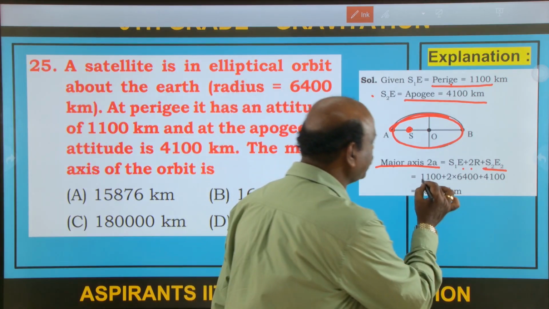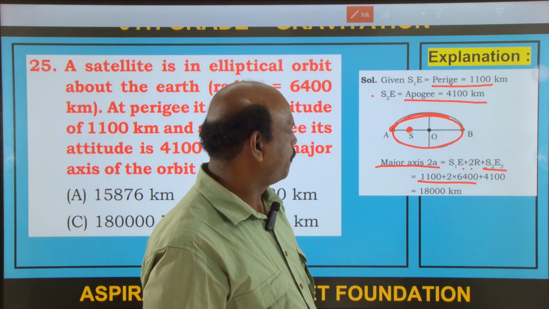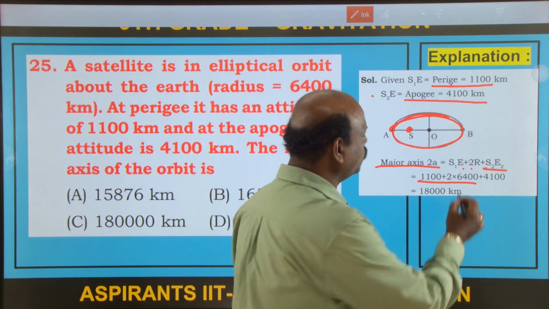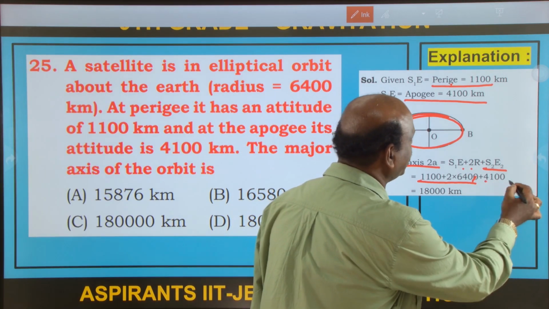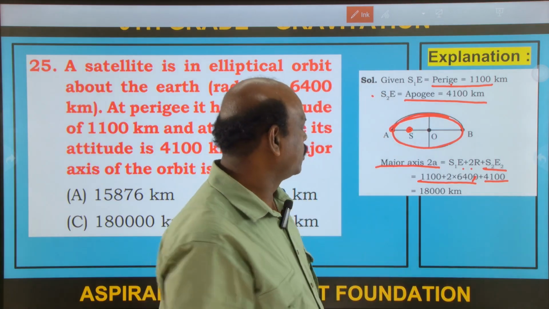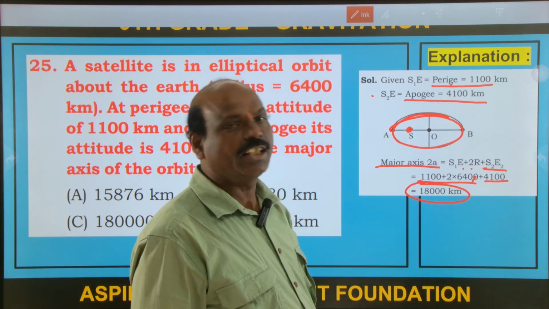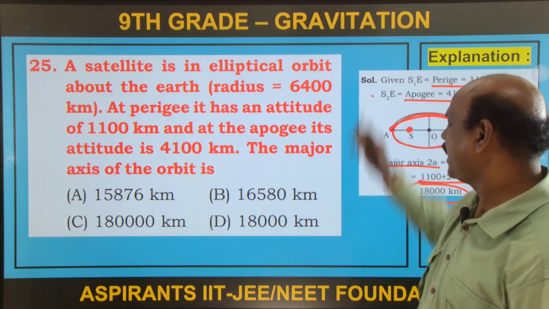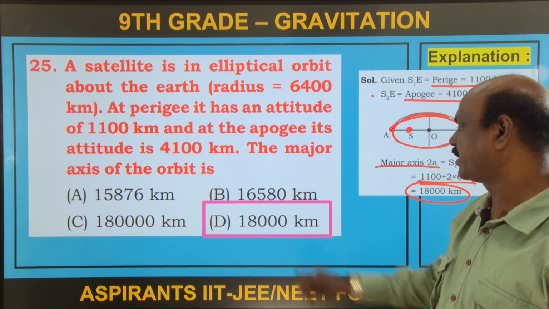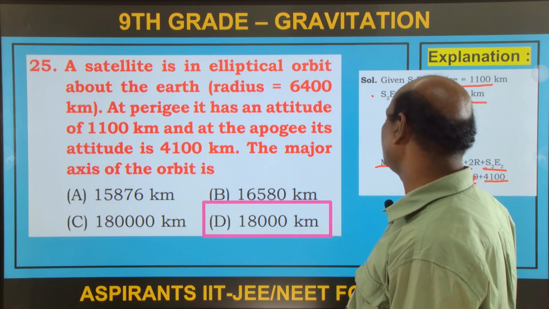So by substituting the values, 1100 plus 2 into 6400 plus 4100, the total value will be 18,000 kilometers. So the major axis is 18,000 kilometers. So option D is the correct answer. Let's go for the next question.